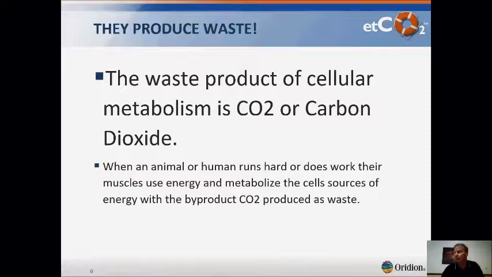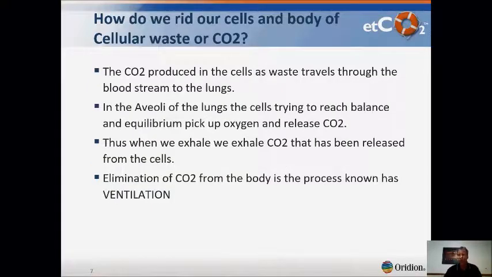So what is CO2 and how is it produced? CO2 is a waste product of cellular metabolism. So when your muscles do work, they take on oxygen, and then they produce a waste product called CO2, or carbon dioxide. So when any animal or human does work, metabolism occurs, and the byproduct or waste product of the cell is CO2. So CO2 is produced in the cells, it travels through the bloodstream, and it gets to the lungs. At the lungs, the alveoli are trying to reach balance because they're releasing CO2 and picking up oxygen. So as you inhale, you're inhaling oxygen, and CO2 is being released as you exhale.